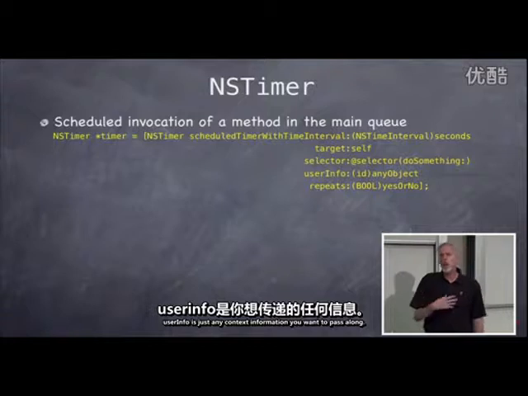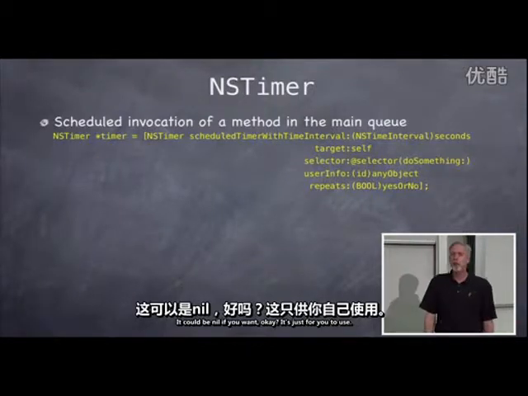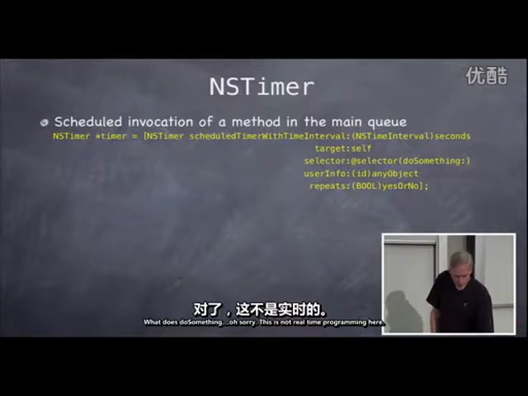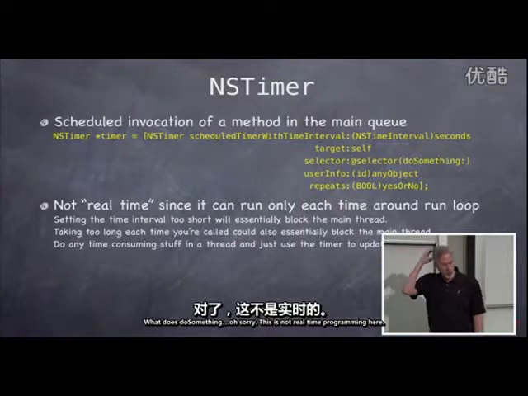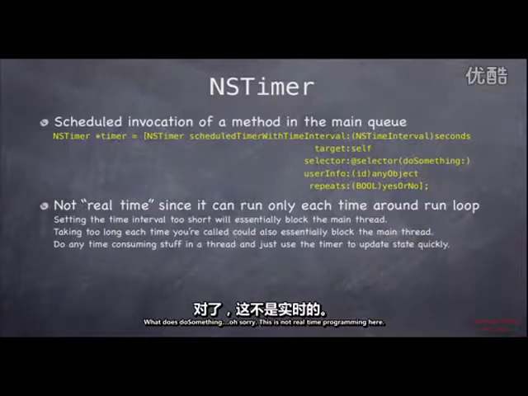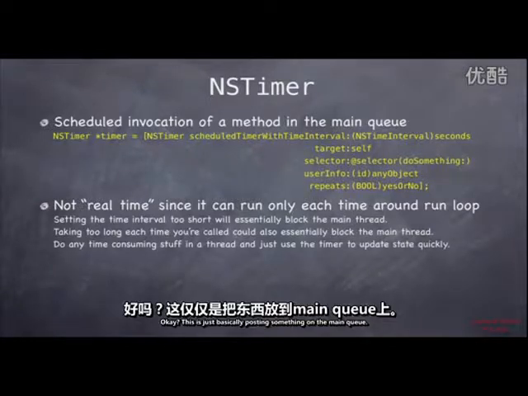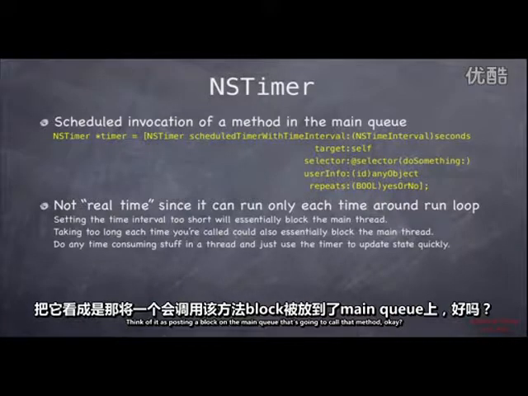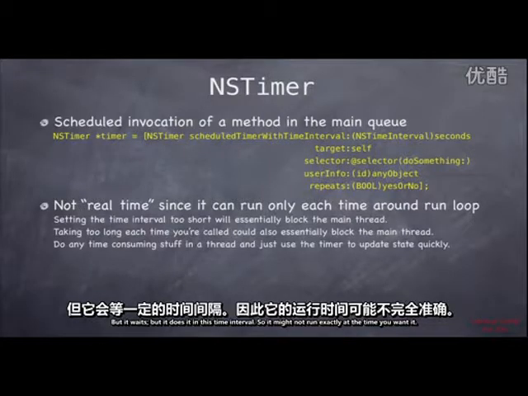User info is just any context to pass along. It can be nil if you want. Okay, it's just for you to use. What does do something? Oh, sorry. This is not real-time programming here, okay? This is just basically posting something on the main queue, think of it as posting a block on the main queue that's going to call that method. Okay? But it does it in this time interval.